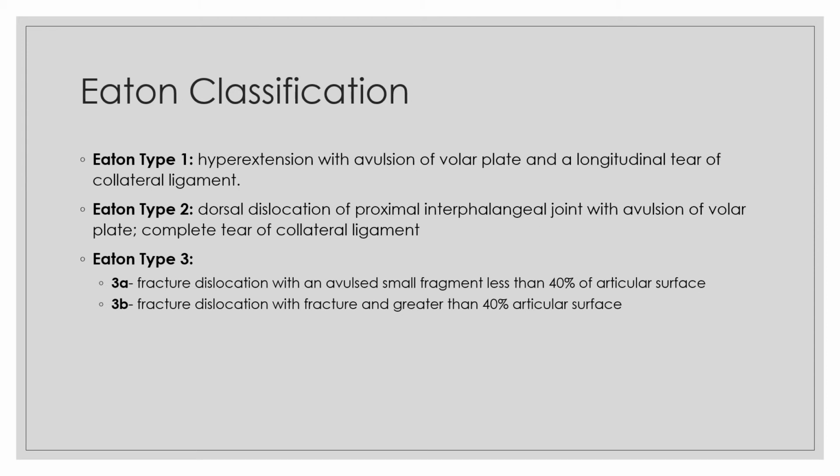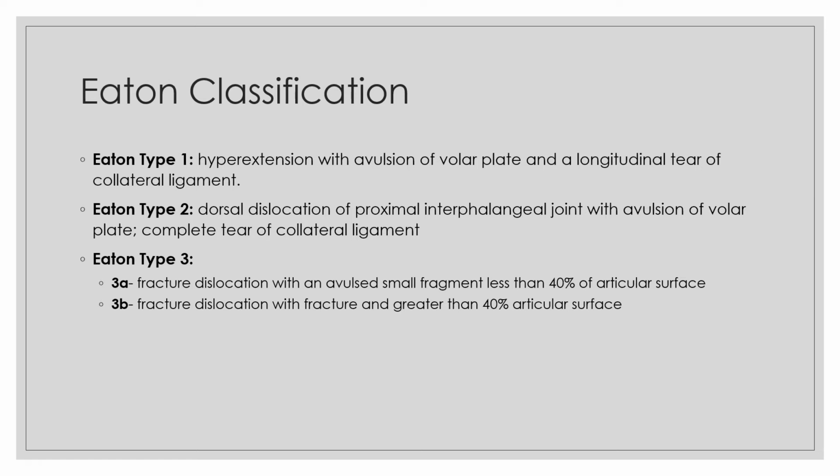The Eaton classification is a type of classification that can be used when diagnosing volar plate injuries. The first is Eaton type 1, which is the hyperextension with avulsion of the volar plate and a longitudinal tear of the collateral ligament. Eaton type 2 is a dorsal dislocation of the proximal interphalangeal joint with avulsion of volar plate with a complete tear of the collateral ligament.